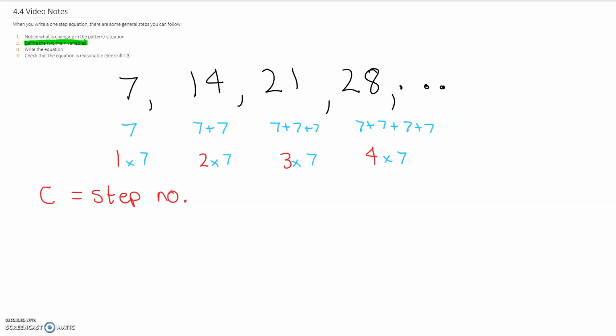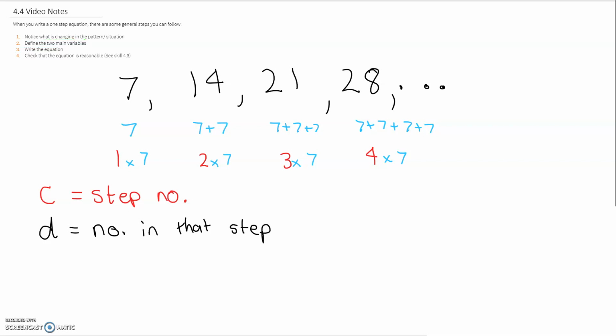It's kind of a weird, vague variable, but then this is a weird, vague number pattern that doesn't really relate to reality. So it's okay to be a little bit weird in this part. And then our other variable is going to be the number that's in the pattern, 7, 14, 21, 28. So the number in that step. And again, it's a bit vague, but this whole pattern's a bit vague. So now we've got our variables, and we're going to write our equation.